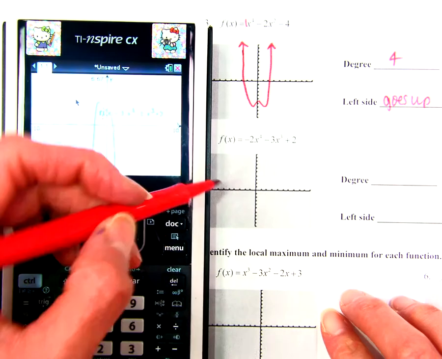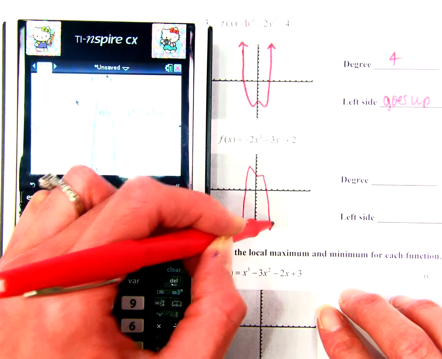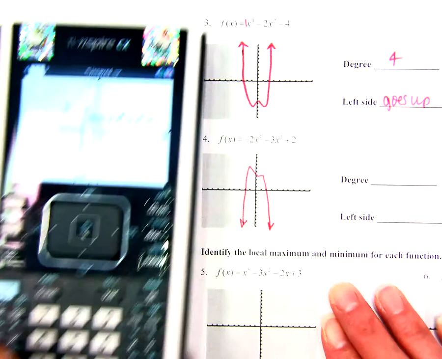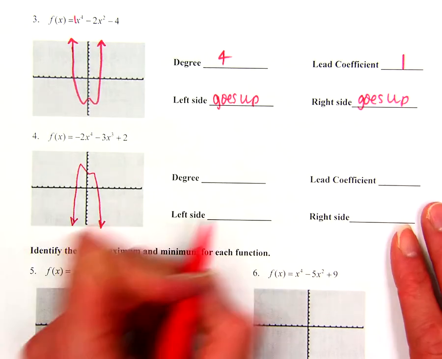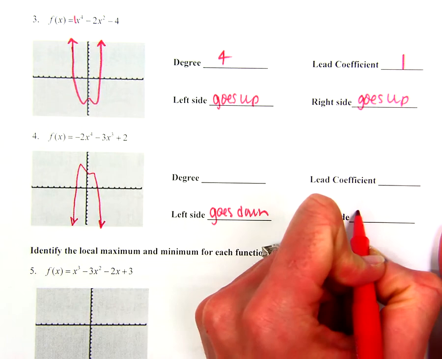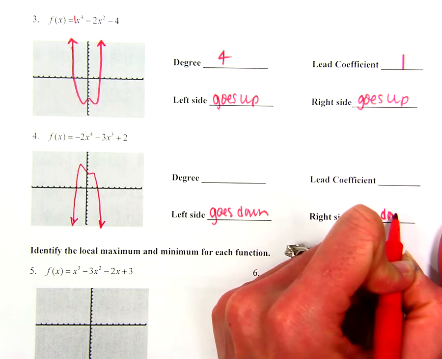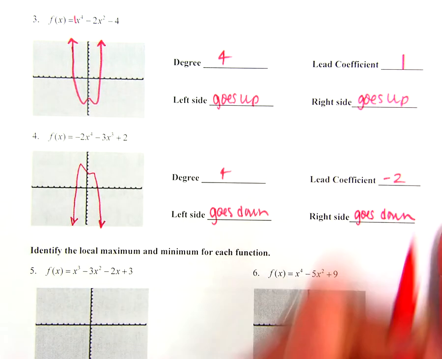So I'm just going to draw, kind of looks like this, right? Okay, so here's my graph. On the left side, where does it point? It goes down. On the right side, it also goes down. Alright, and my degree is 4. This time my lead coefficient is negative 2.